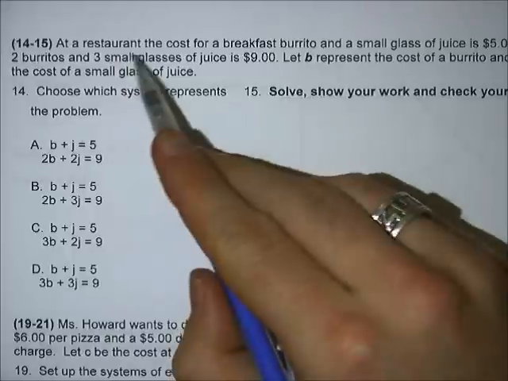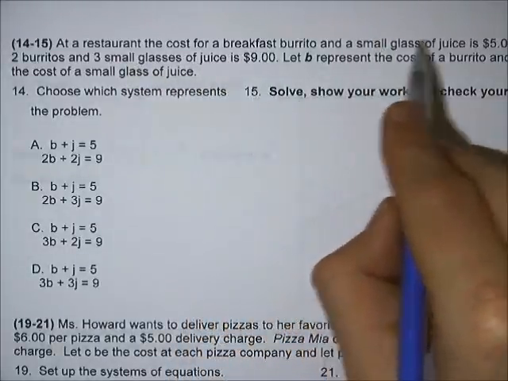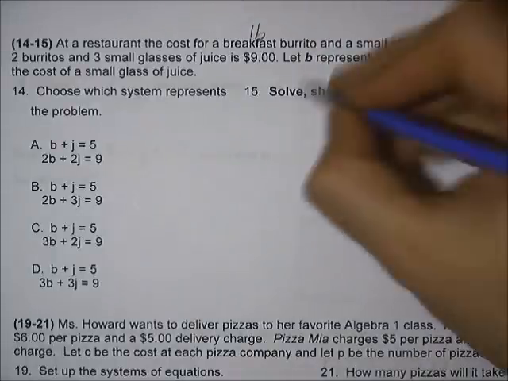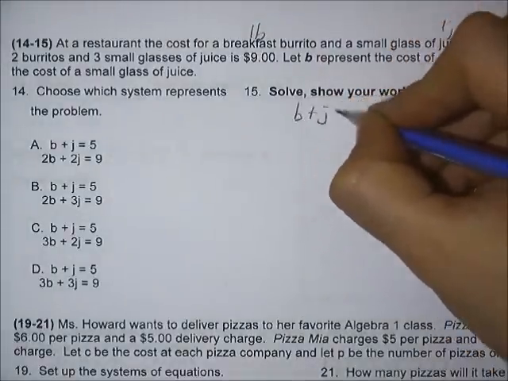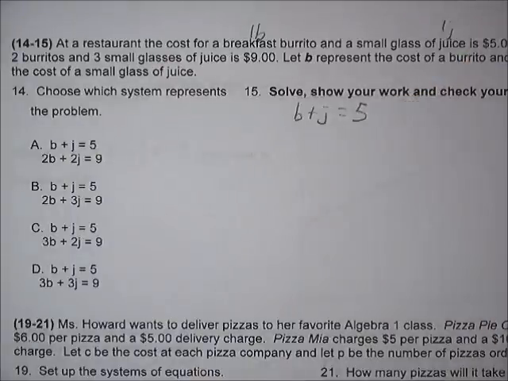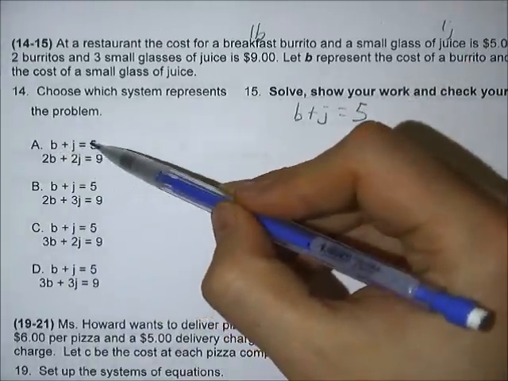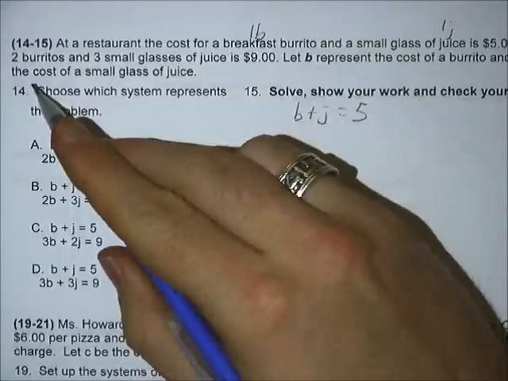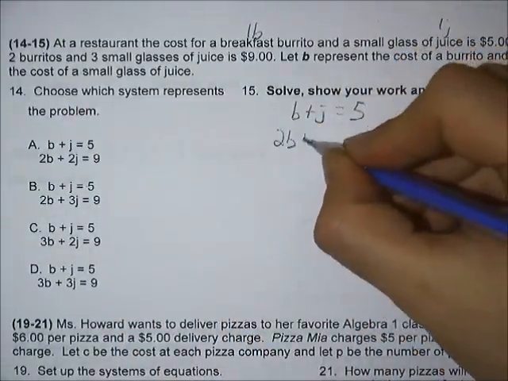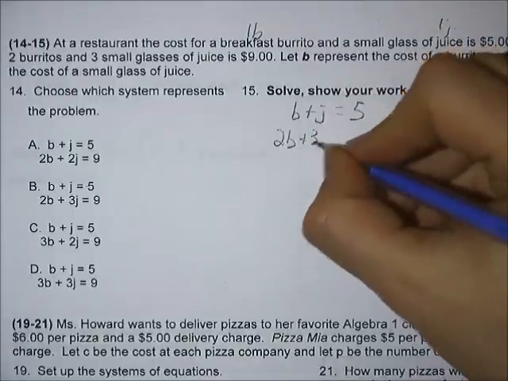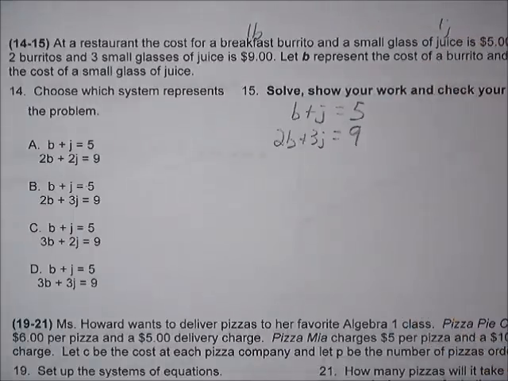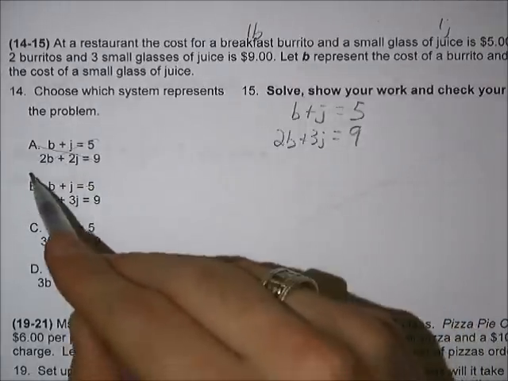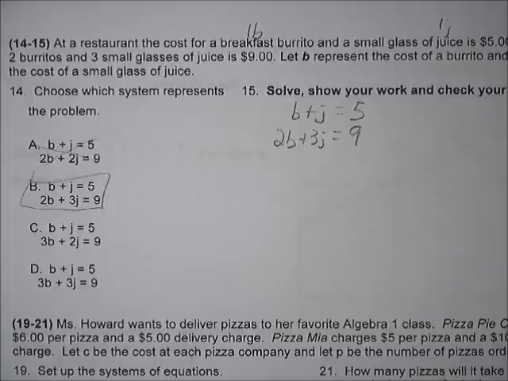Okay, the restaurant, the cost for a breakfast burrito and a small glass of juice is $5. Well, that would be 1B and 1J. So it looks like I have B plus J is equal to $5. Let's see if I can eliminate any of my answers here. B plus J, 5. The first equation is the same on all of them. That doesn't help me any. Okay, the cost of 2 burritos and 3 glasses of juice is equal to 9. Let's see, 2B, 2J, no. 2B, 3J, 9. There we go, answer choice B.